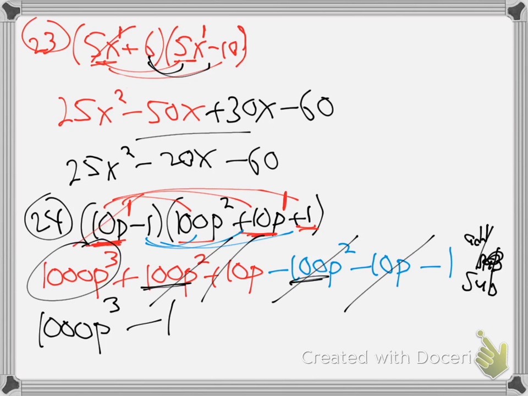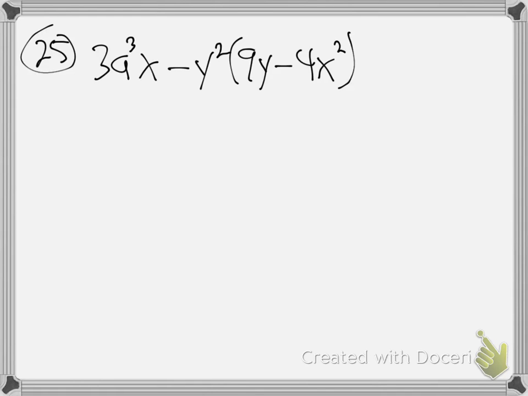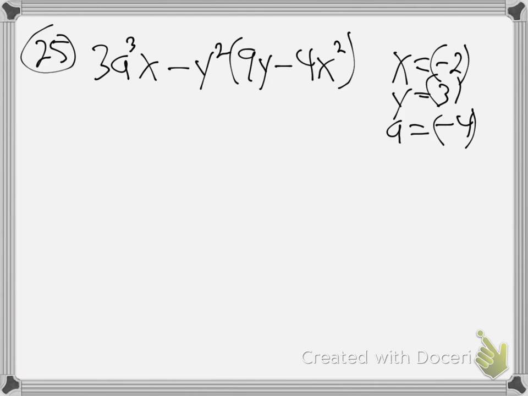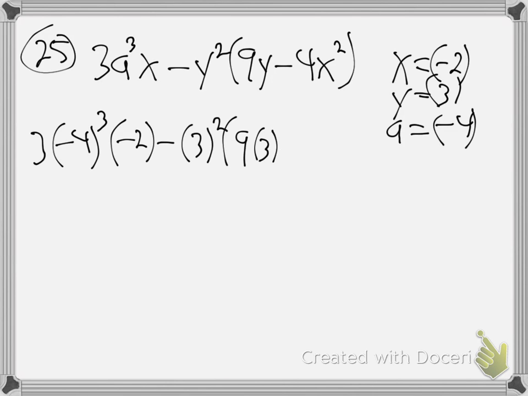Is that good? Getting the hang of all that FOIL. One more. 25. 3a cubed x minus y squared, parentheses, 9y minus 4x squared. X is minus 2, y is 3, a is minus 1. So you know what you do, parentheses, parentheses, parentheses. Plug them in, plug them in, plug them in, right? So I'm just going to do it quick. A is minus 1, x is minus 2, y is 3, 9 times 3, minus 4 times minus 2 squared, like that.